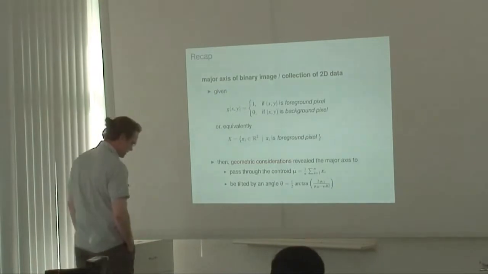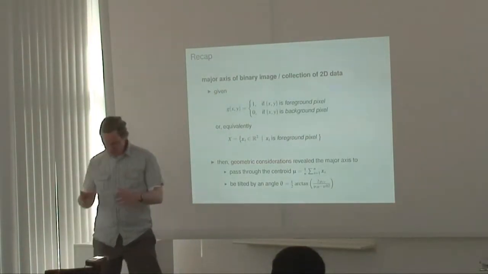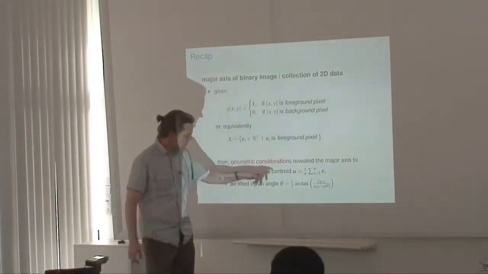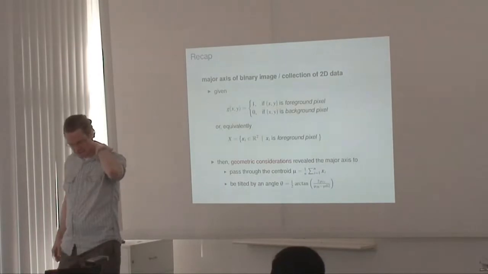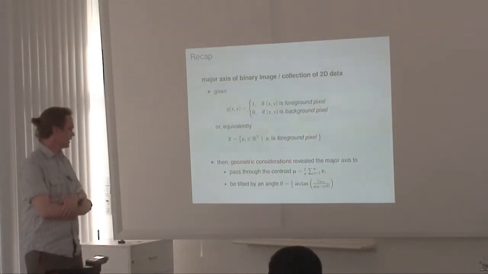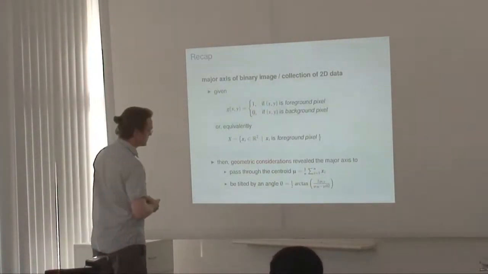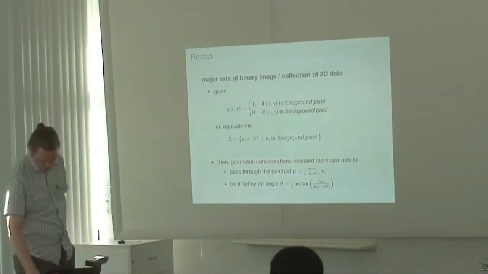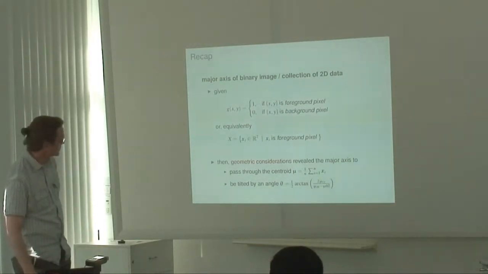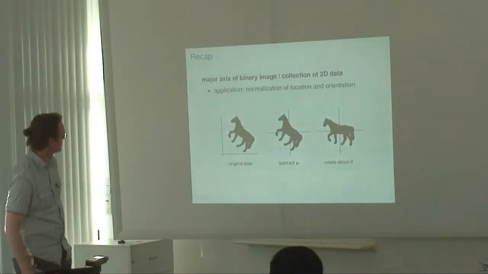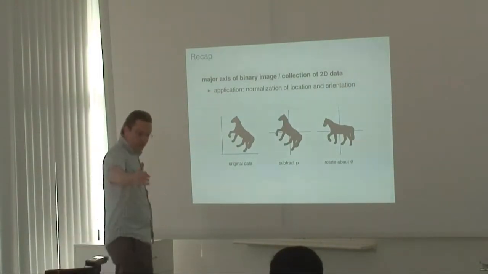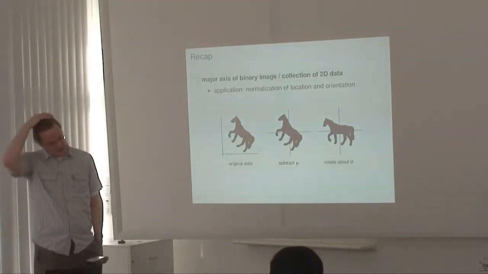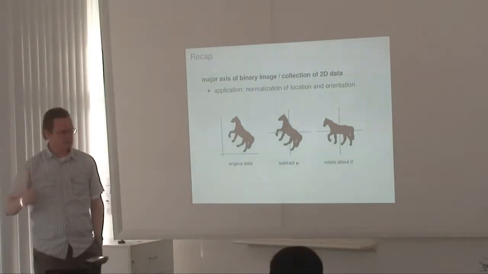And the second thing was that we found this major axis to be tilted by an angle theta, which is given by 1 over 2 times the arctan of 2 mu 1 1 over mu 2 0 minus mu 0 2, where these mu's were the second order central moments of the collection of points. As you already said, once we have this axis, the first one in the case of 2D data, the second one is trivial, it's just perpendicular to this first axis.